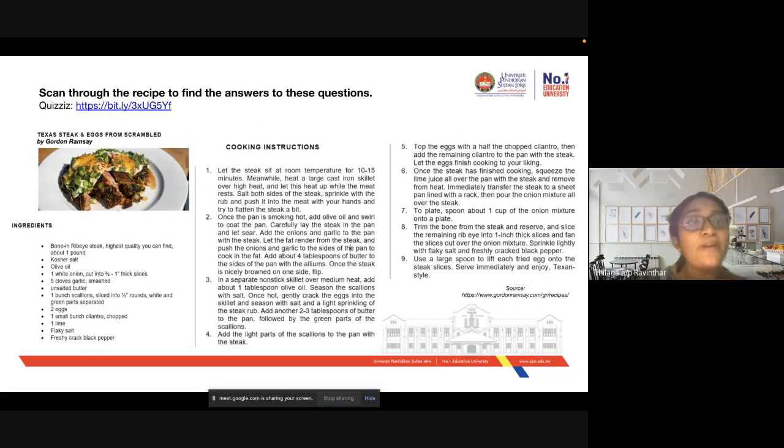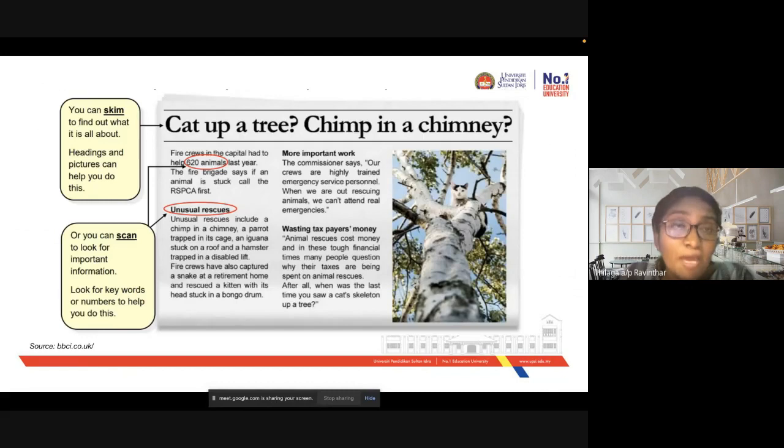Okay, so let's look at this one, scanning through the recipe to find the answers to the questions. This is a quiz you don't have to do. This is just to give you a little bit of a hint. So when you're going to scan, you will probably look into each of these paragraphs in detail. Not read word by word, but you try to capture the information in this paragraph so that you can actually answer the questions.